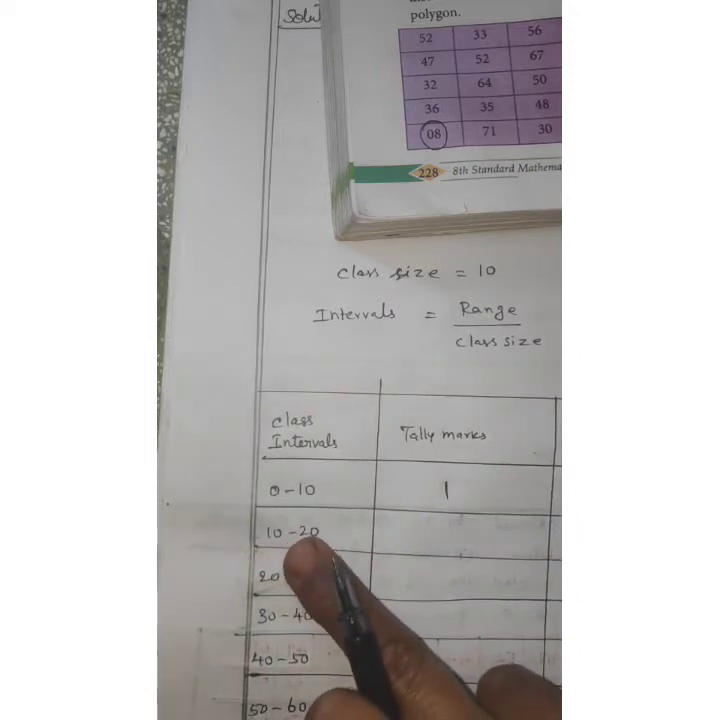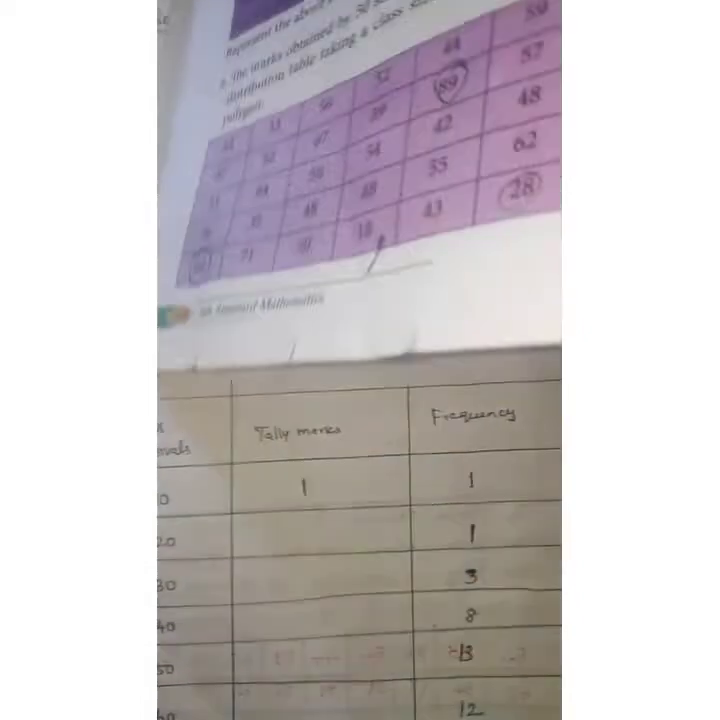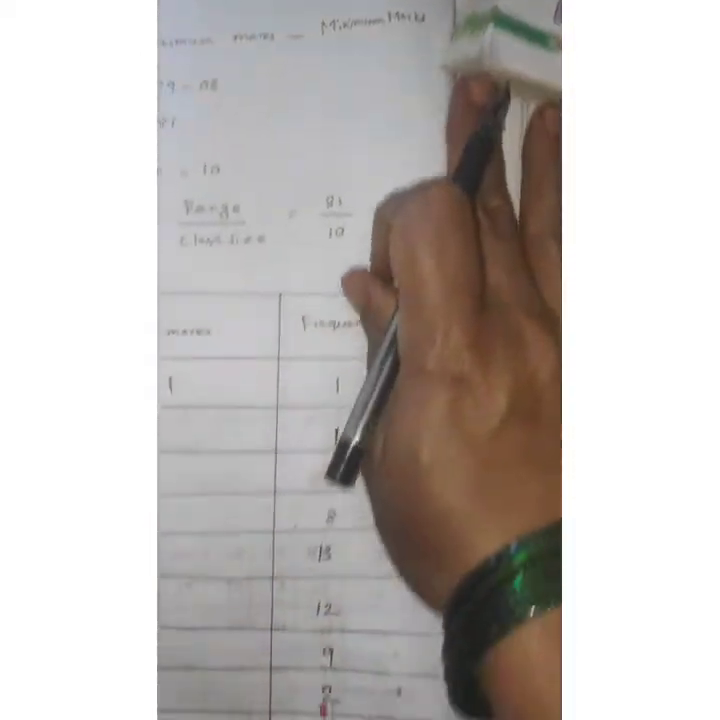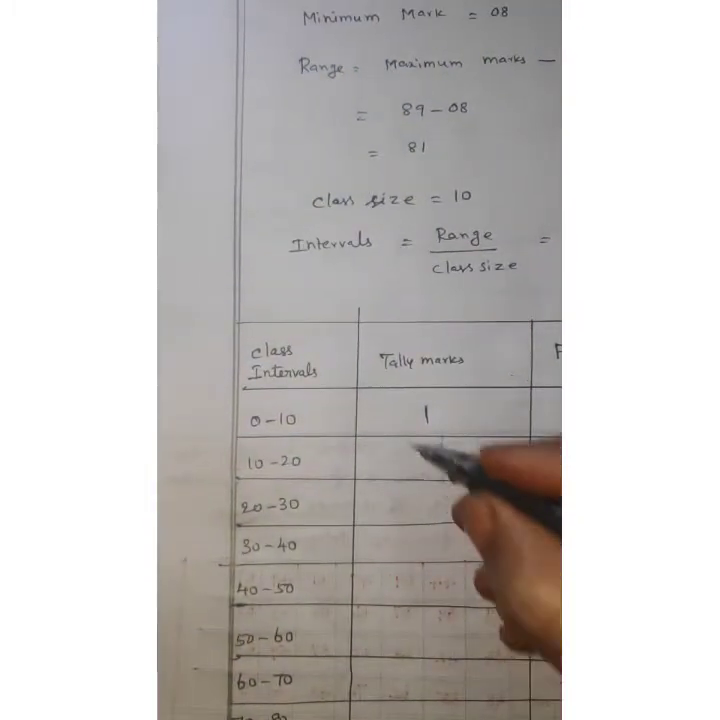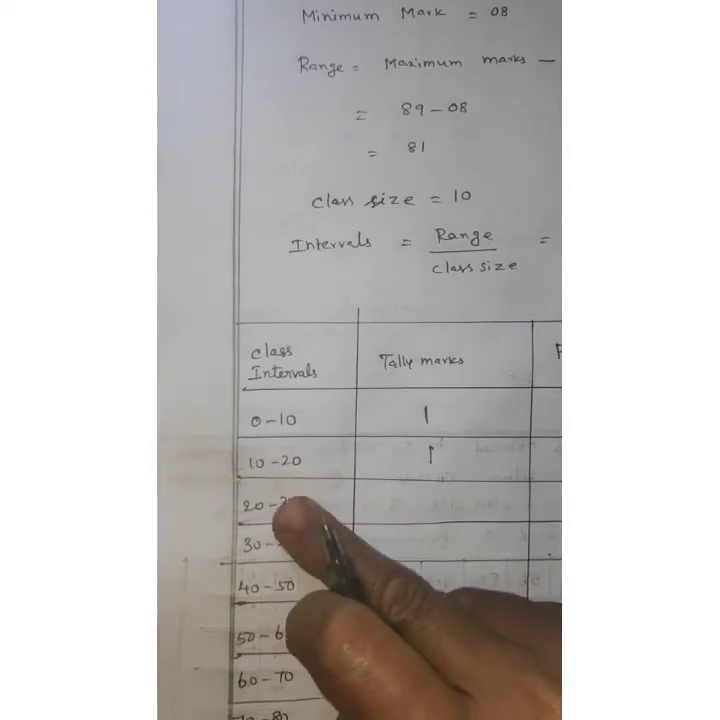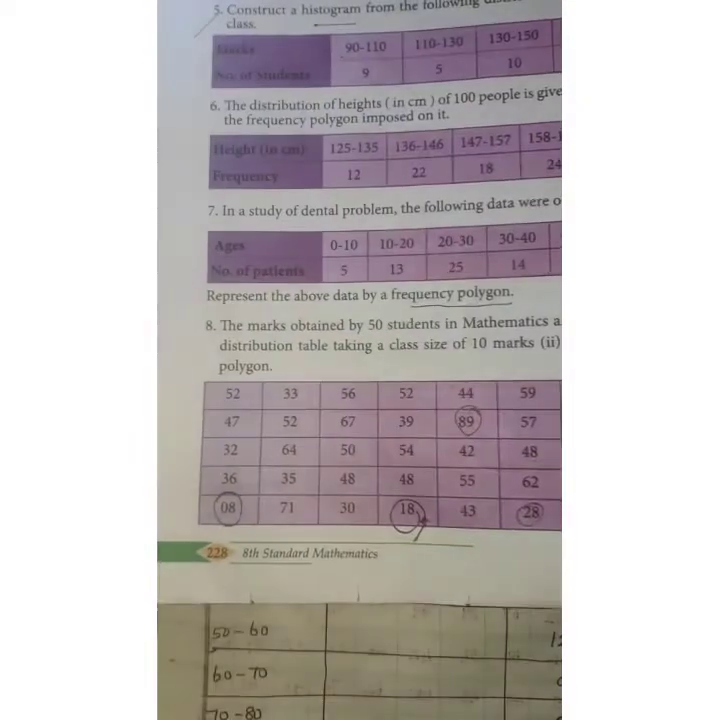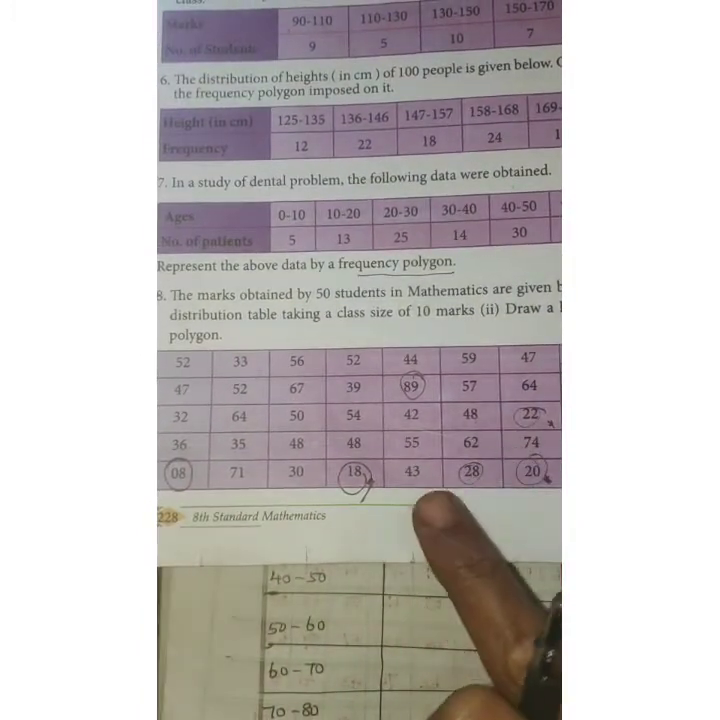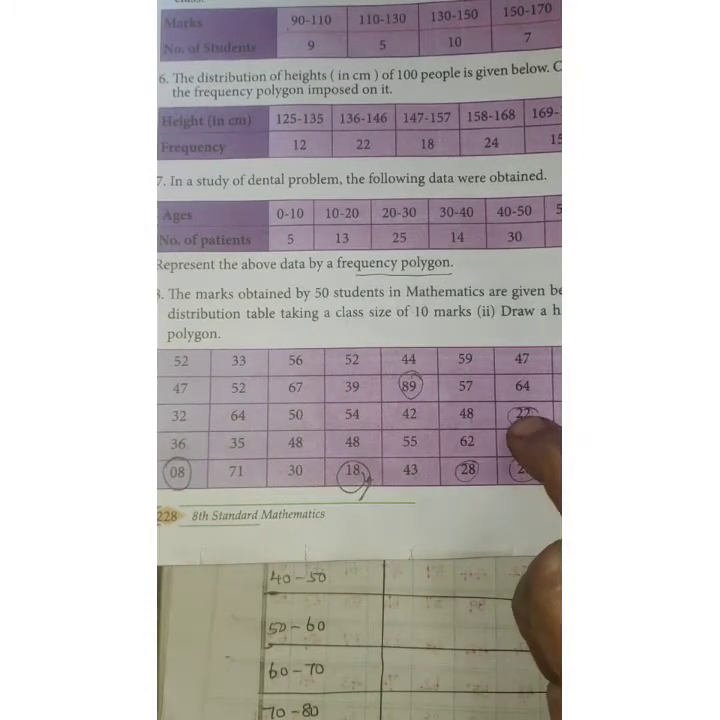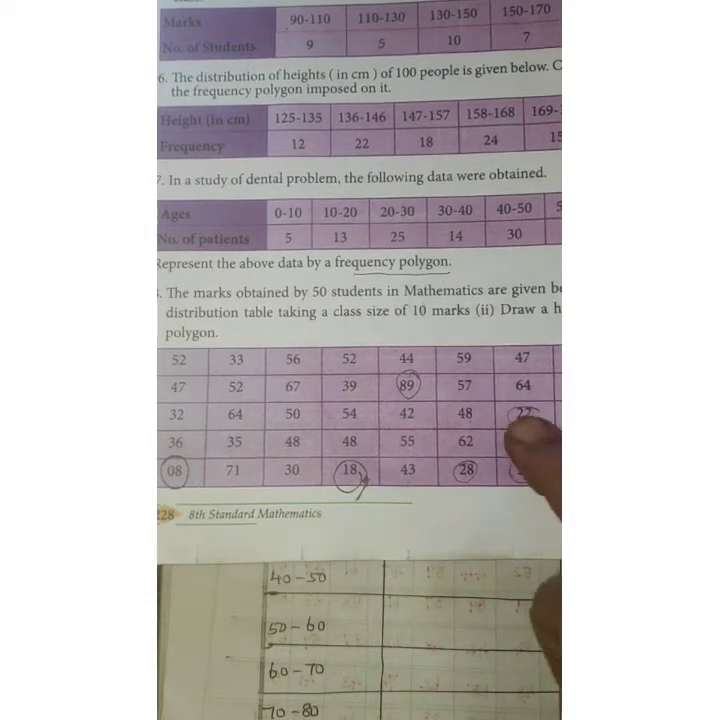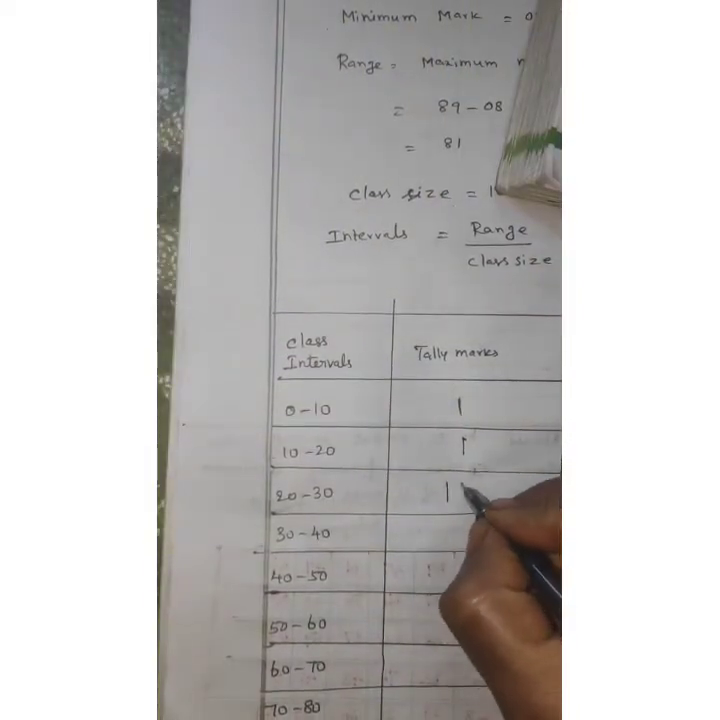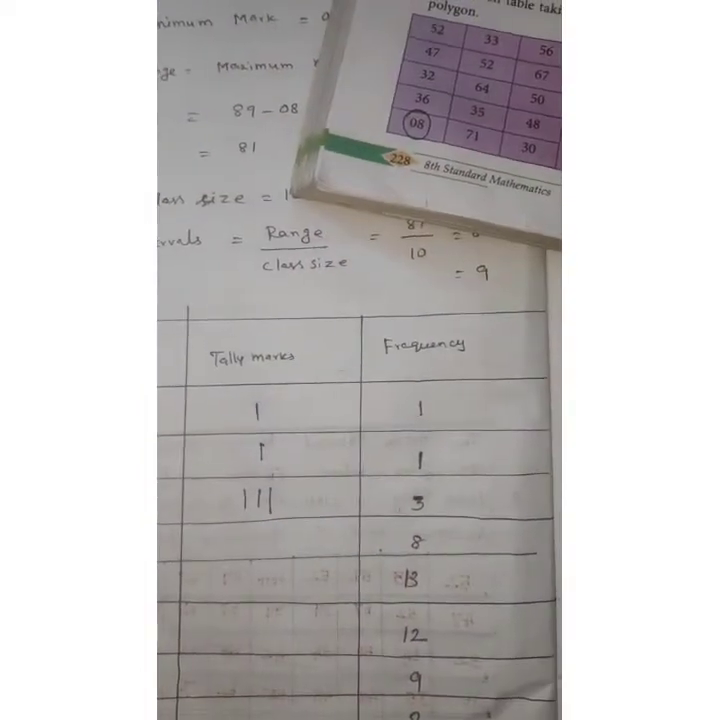10 to 19 students: only one student. 10 to 19 also one. So here the tally mark you write is 1. 20 to 29 is 3 students. They are given as 20 to 30, but you take 20 to 29. 1, 2, 3 students. Write it here: 1, 2, 3 lines. Here frequency, write 3.